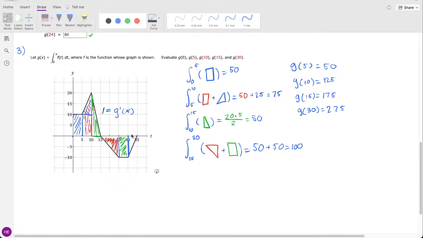And I believe that's correct. I'm just gonna go put it into the computer, like where I answer things. 15 is 175, and then 30 is 275. And then it has a few more questions that I need to ask. It says, on what interval is g increasing? And where does g have a maximum value? So at what x is g a maximum?